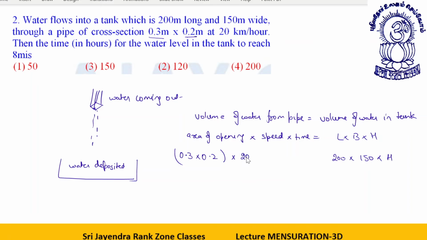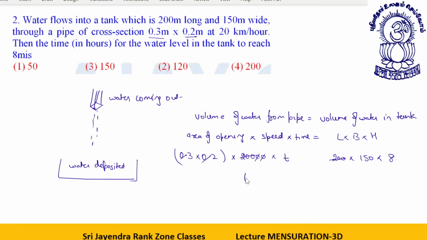At a speed of 20 kilometer per hour, to reach 8 meters. So this height is 8 meter. 20 kilometer means 20,000 meter for a time t. Now this is kilometer per hour, so my time will be in hours right now. 1 decimal, 2 decimal, 10, 20 removed. Then we have 200 and 200 cancel.